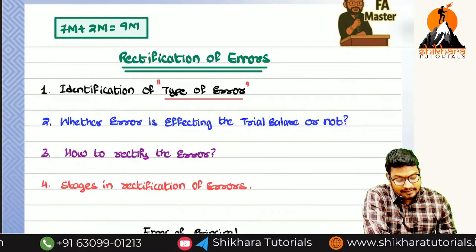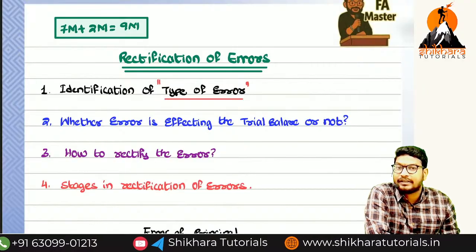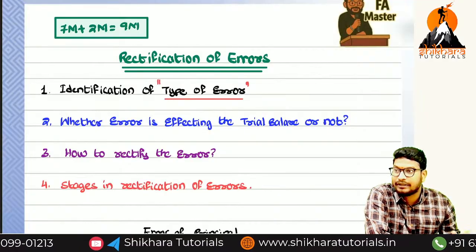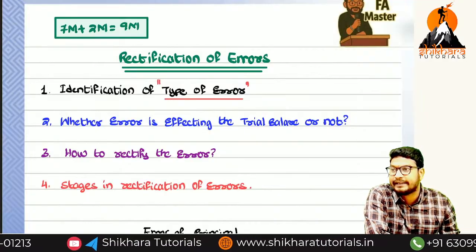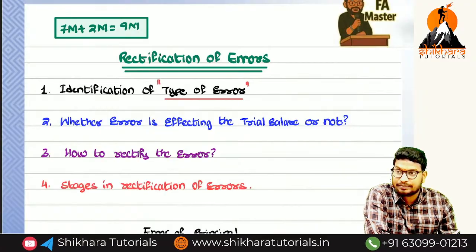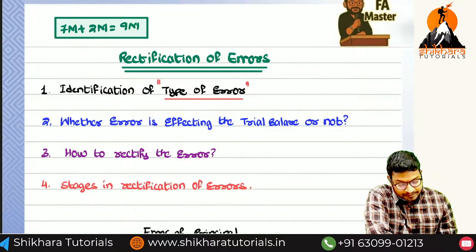In the previous class, we took the example of error of principle. How to identify the error of principle? Either "debited to" or "credited to" will be given in that particular transaction. We can easily identify it by seeing that point. So because of error of principle, will the trial balance be affected or not affected? Will not be affected. Okay.